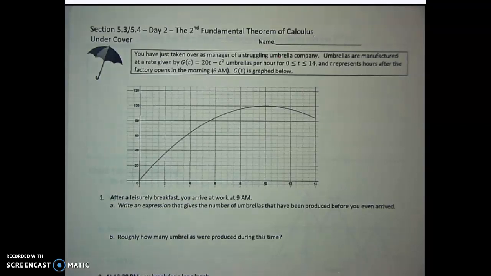Today we're talking about Riemann sums and accumulation functions and the second fundamental theorem of calculus. Let's assume you have just taken over as a manager of a struggling umbrella company.